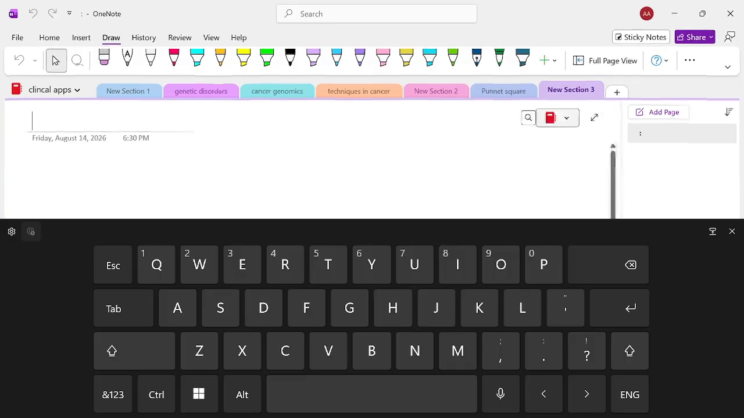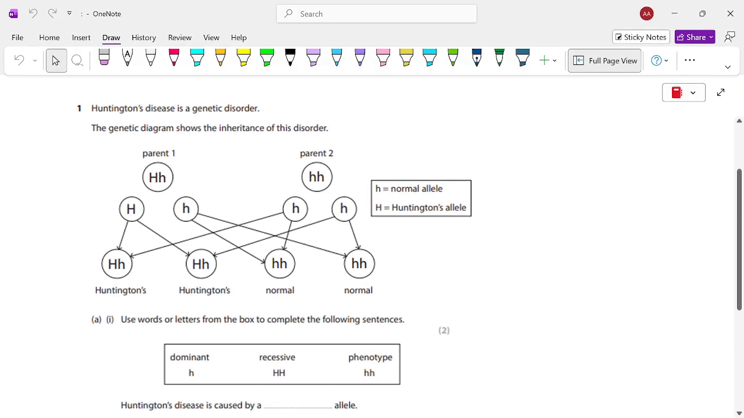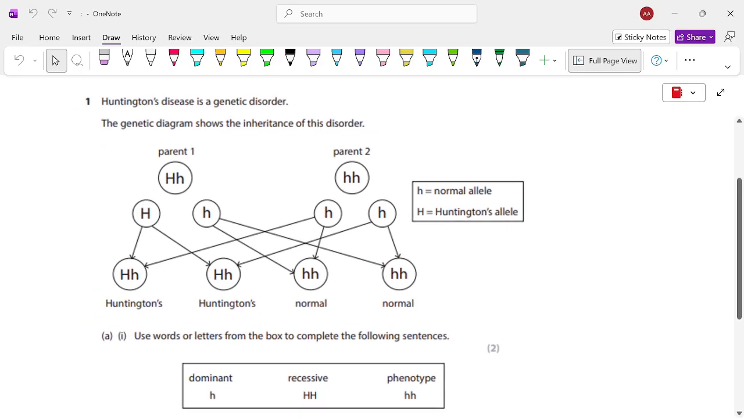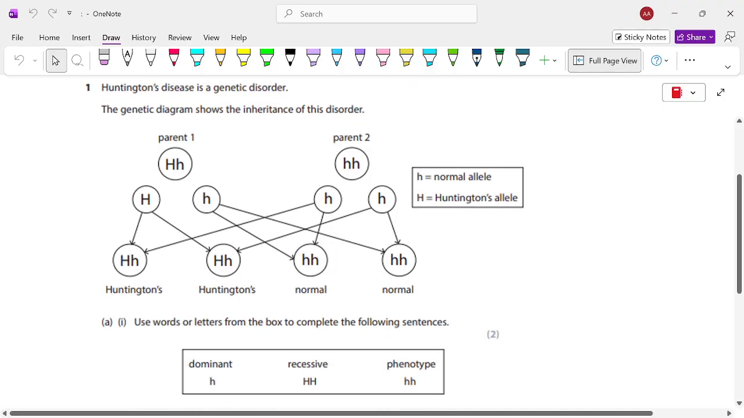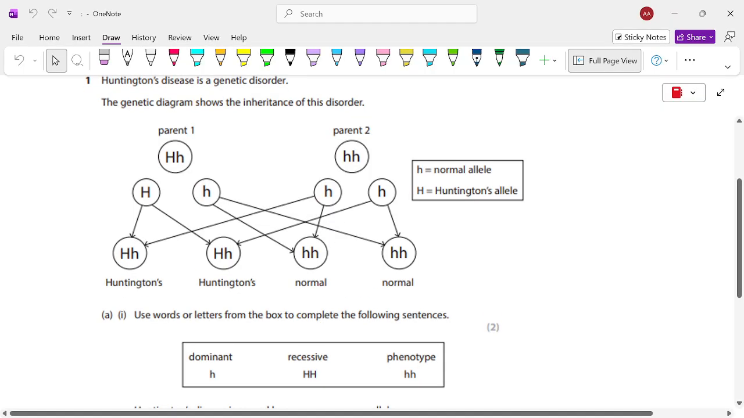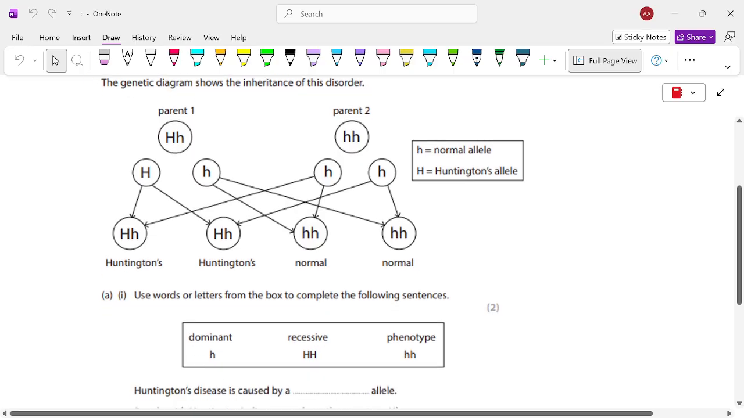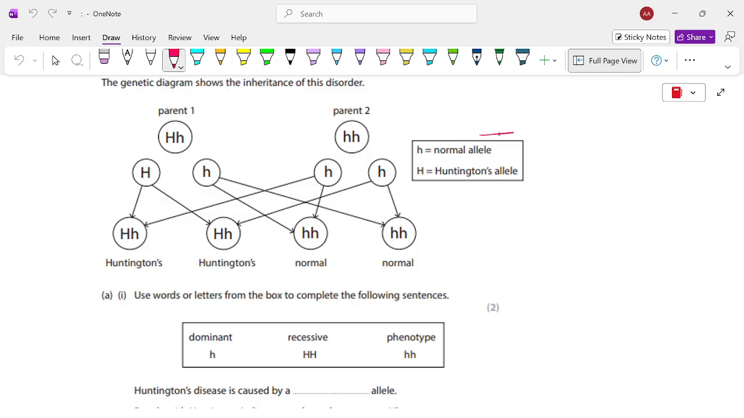Okay, now let's go here, and we're gonna be talking about a question that is taken from the actual paper of the GCSE Biology. Huntington's disease is a genetic disorder. The genetic diagram shows the inheritance of this disorder. Okay, so parent one has the capital H. So let's look at the box that they have given us, which is gonna be our index for what the alphabets mean. Okay, so here we have h. Small h means a normal allele, while capital H is the Huntington's allele. So let's see which one is dominant and which is recessive.